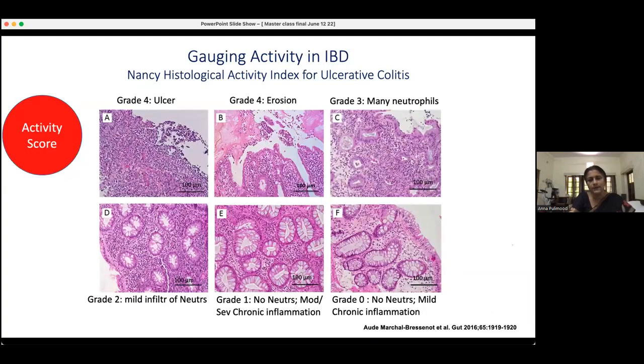Looking at activity, it's based on how many neutrophils there are. There are more than, I think, 50 scoring systems for activity. This is one of the recent ones, and this is only for UC. In grade 0, no neutrophils. Grade 1, only chronic inflammation, no neutrophils. Grade 2, there's a mild infiltrate of neutrophils. Grade 3, many neutrophils. And grade 4, there's an erosion or an ulcer. This is the Nancy grading system.